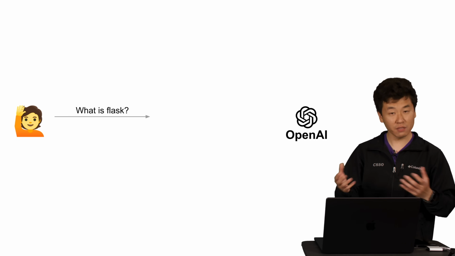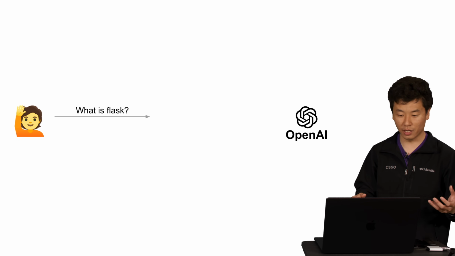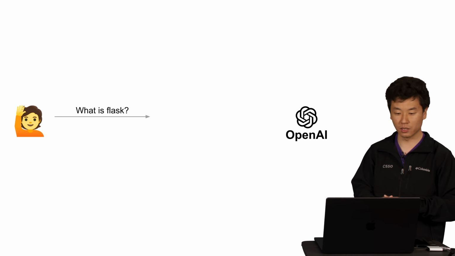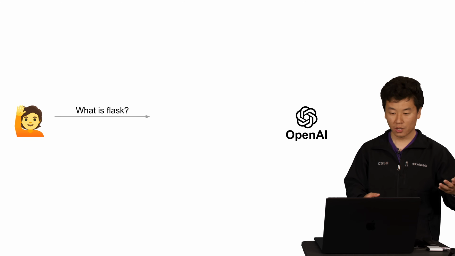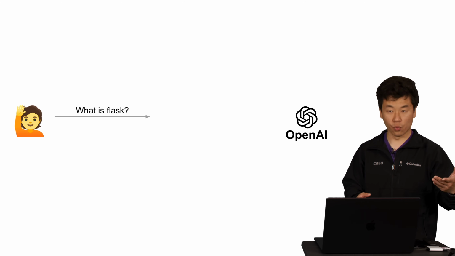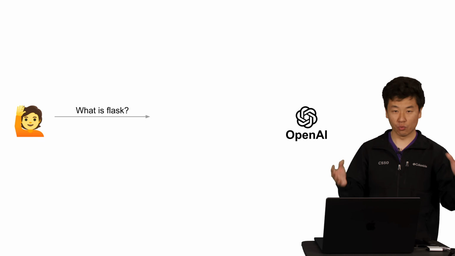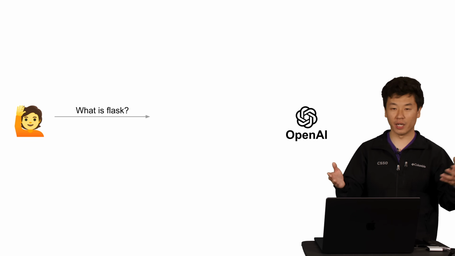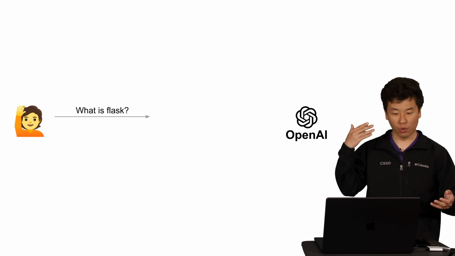So CS50 Duck actually incorporated the RAG pipeline as well, as a way of experimenting. There's a scenario when a student asks, what is Flask? First of all, Flask is a web programming framework. The model already understands what Flask is. It's not exclusive to CS50. So the model has an internal knowledge of what Flask is.